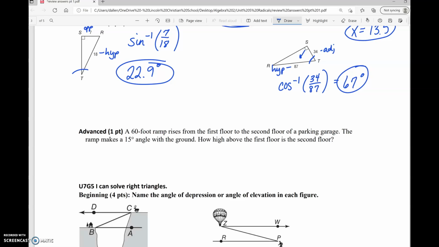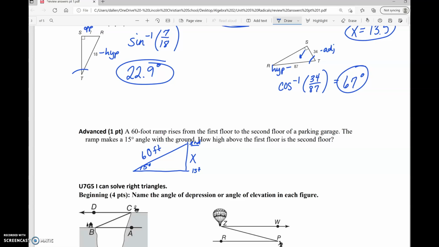A 60-foot ramp rises from the first floor to the second floor of a parking garage. So we have this ramp is 60 feet, and it's going from first floor to second floor. So we've got first floor here and second. The ramp makes a 15-degree angle with the ground, 15 degrees here. How high above the first floor is the second floor? So this right here. Once you've drawn it, the hardest part on this is figuring out what it looks like, so really look at the numbers and where they go.